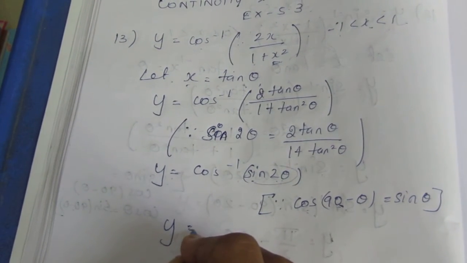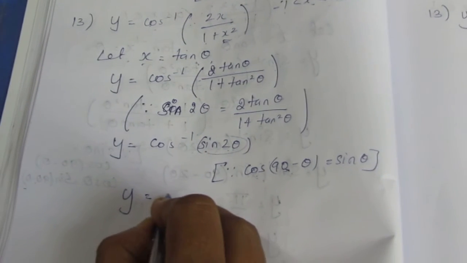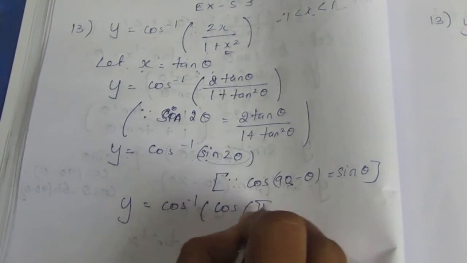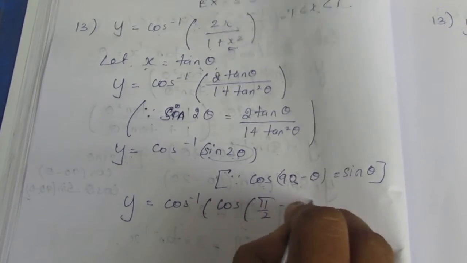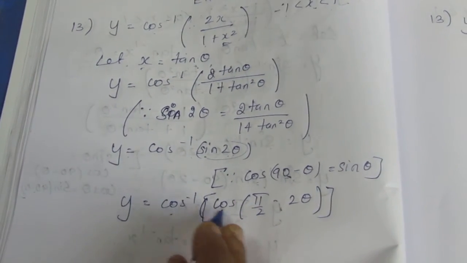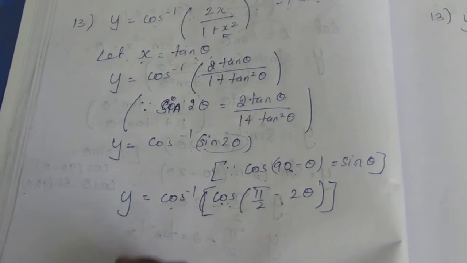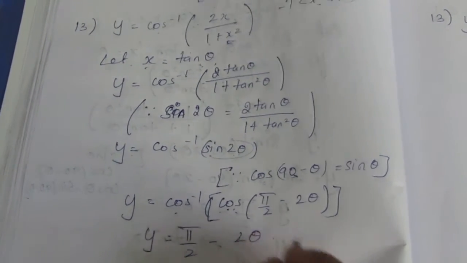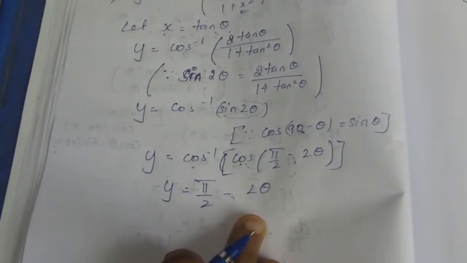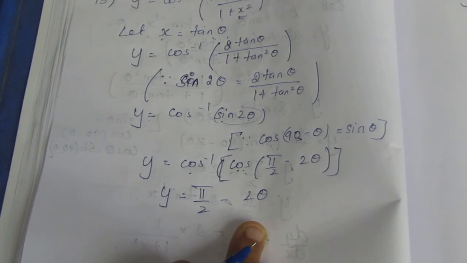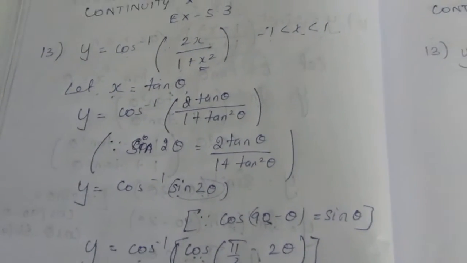So y is equal to cos inverse of cos of 90, that is pi by 2, minus 2 theta. Now cos inverse and cos get cancelled. I can write y to be pi by 2 minus 2 theta. Now pi by 2 minus 2 theta, with the theta value we have been given, we can't differentiate. So we want to change the theta value.